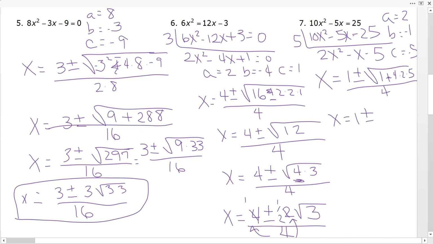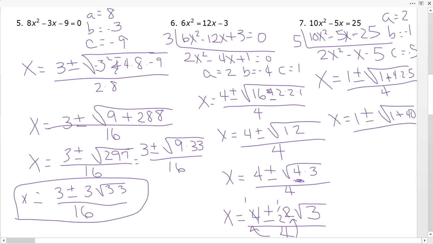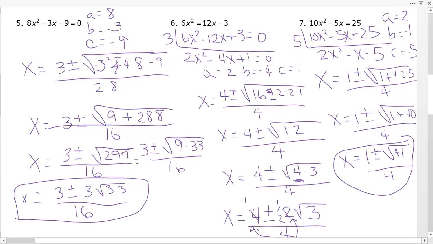X equals 1 plus or minus the square root of 1 plus 4 times 2, 8 times 5 is 40. So I'm going to end up with x equals 1 plus or minus the square root of 41. And 41 does not have any factors. It's a prime number. Double checking. Yep. So we can't do anything else with that. So this is in fact our answer, and we're going to leave it just like that.